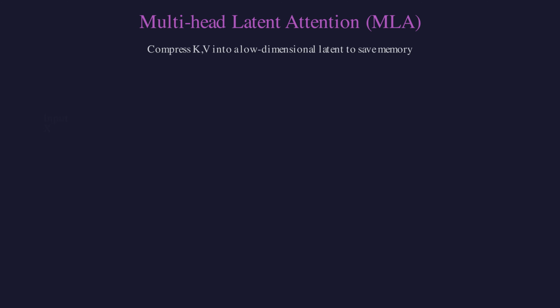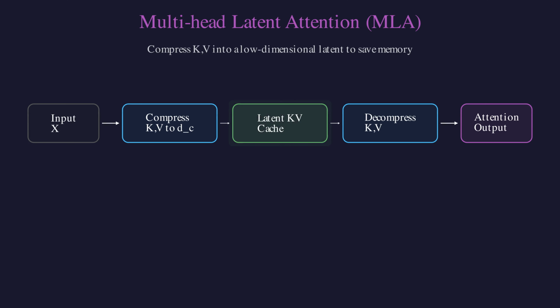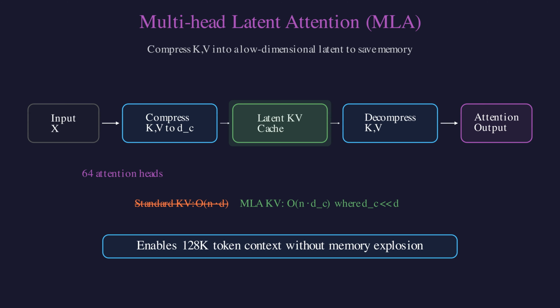Two things make this model actually work at the scale they're pushing it to, and both of them solve problems that would otherwise make training impossible. The first is multi-head latent attention. The core problem is that 128,000 tokens of context means a standard key-value cache would eat your entire GPU memory budget. Multi-head latent attention solves this by compressing key-value pairs into a low-dimensional latent space before caching them.